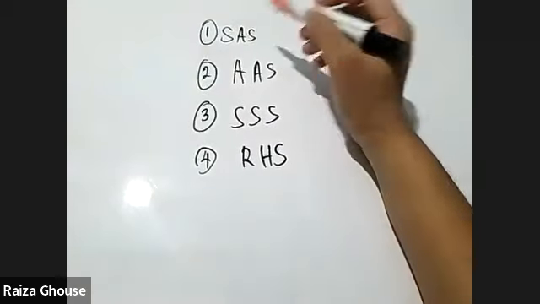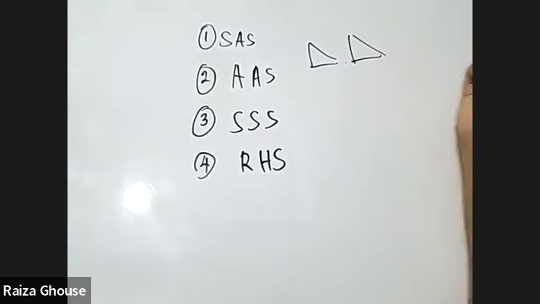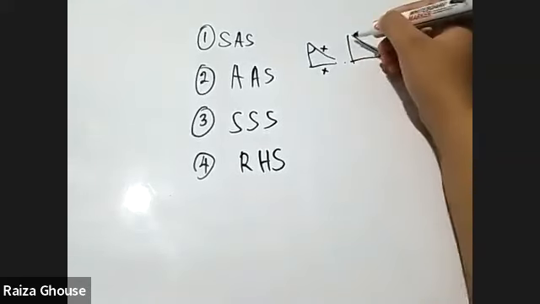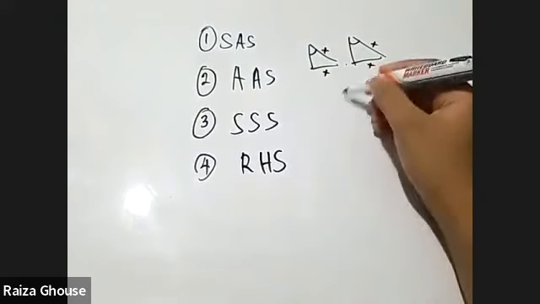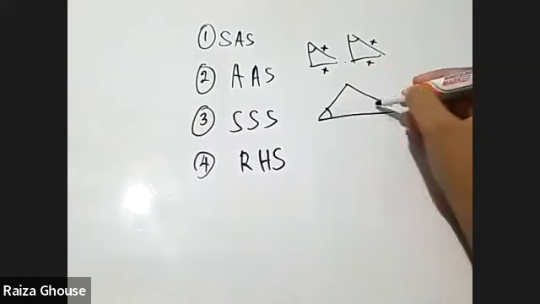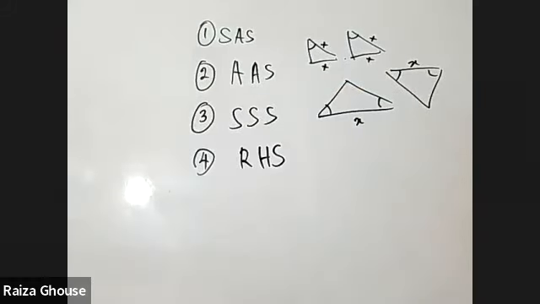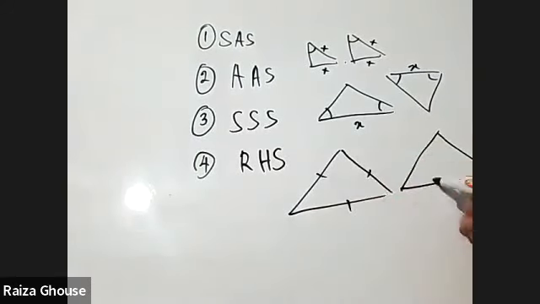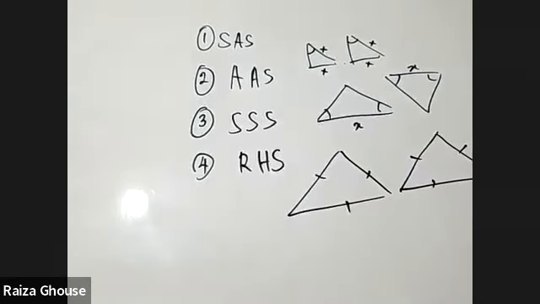So SAS, you know that to prove that two triangles are congruent, you need an angle, a side, and another side. That's how you prove SAS, with two sides. AAS, you prove with two angles and one side. Now, SSS means you should have three sides. All three sides should be congruent. That's all you have to do with this part, right? So write down the topic.